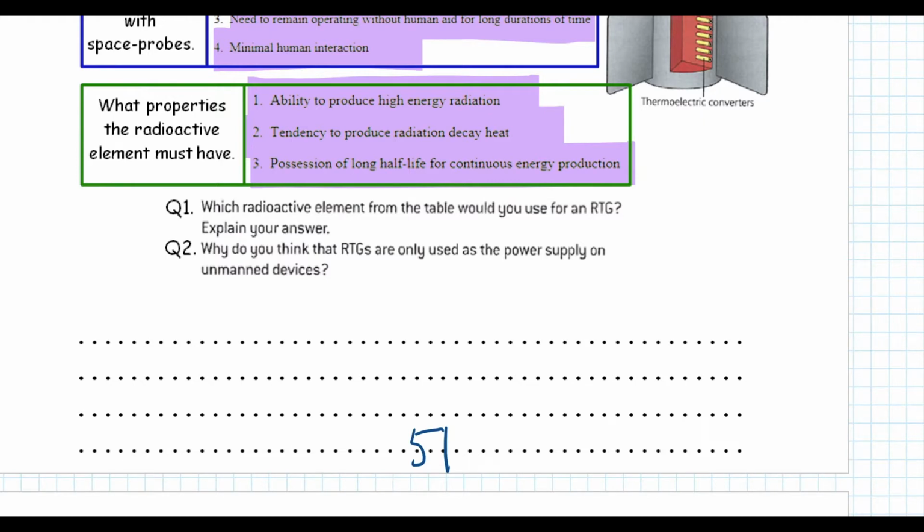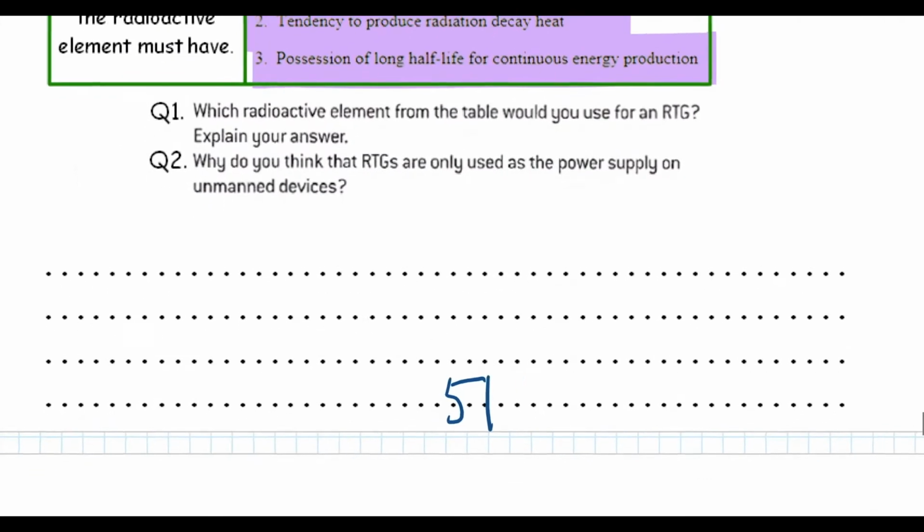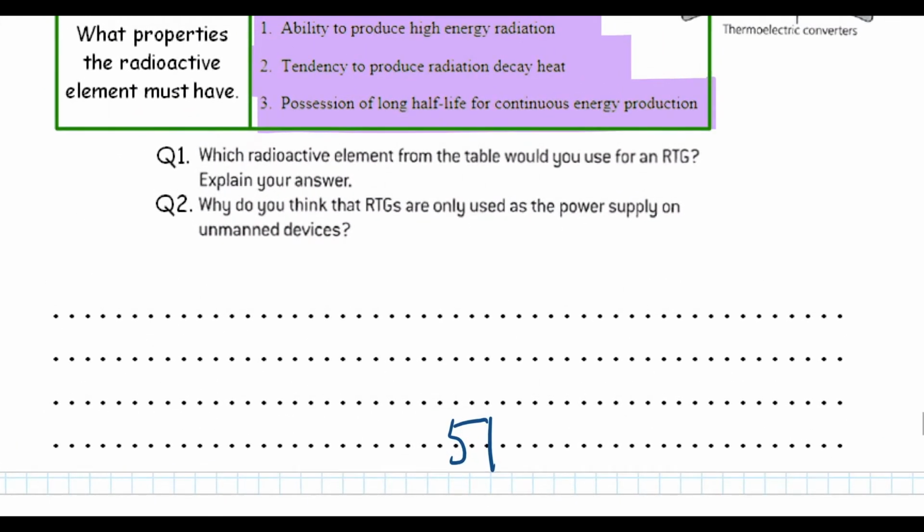Question 2. Why do you think that RTGs are only used as the power supply on unmanned devices? Well, on unmanned devices, you need something with low maintenance, and therefore you need something with a high half-life or long half-life. Plutonium ticks both those boxes, so it's ideal for this application.